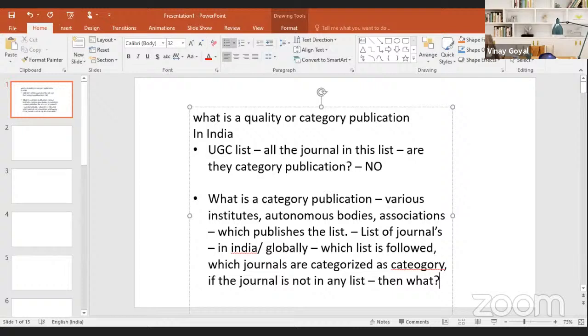I am doing a publication, and I have to search for the list. I have to search for a category journal. Then, depending on my domain, my research area, my research interest, I have to identify a journal, right? And there is a huge list of journals. It's not easy to identify the journal also. So what is a category journal? Now coming to what is a category journal.